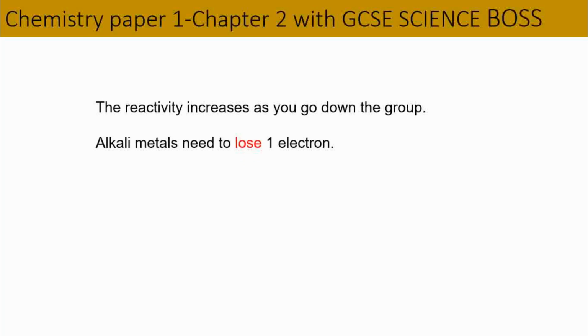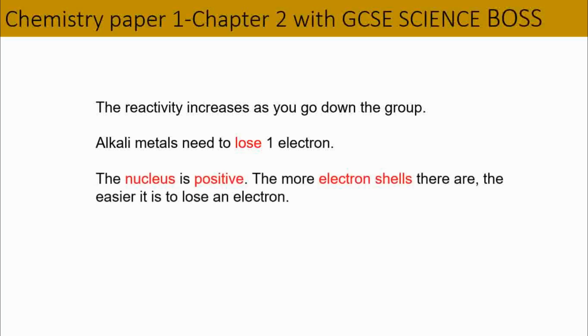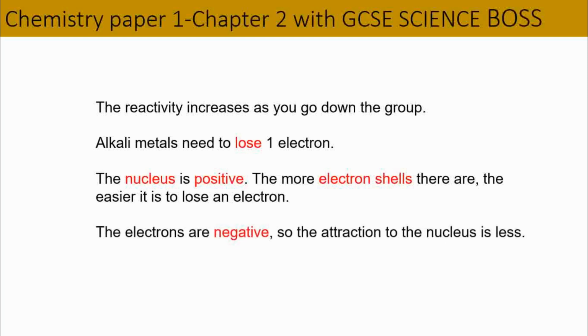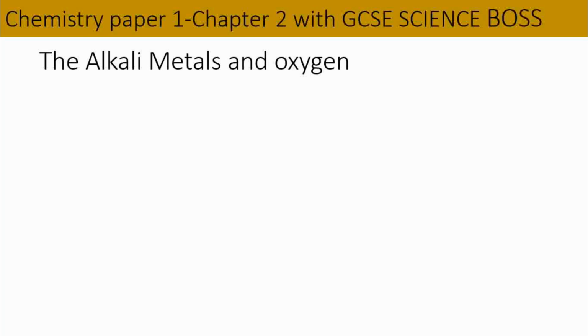So as you go down the group, well, alkali metals definitely need to lose one electron. The nucleus is positive because of the protons, and as you go down the group, there are more electron shells, and therefore it becomes easier for it to lose an electron. All right, so the electrons are negative, and the attraction to the nucleus becomes less because you have more shielding, and therefore reactivity increases as you go down the group. Okay, you can pause the video and make sure you take those key points down.